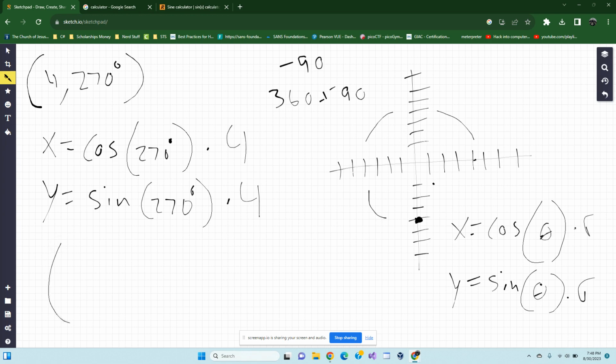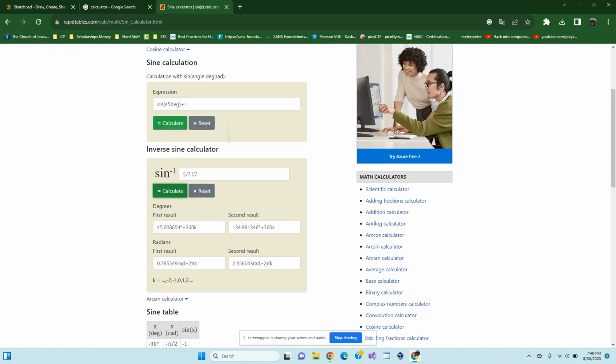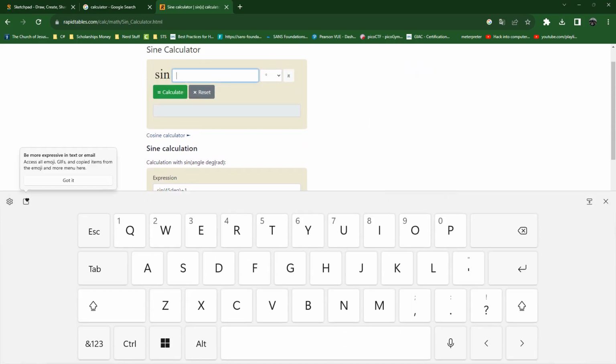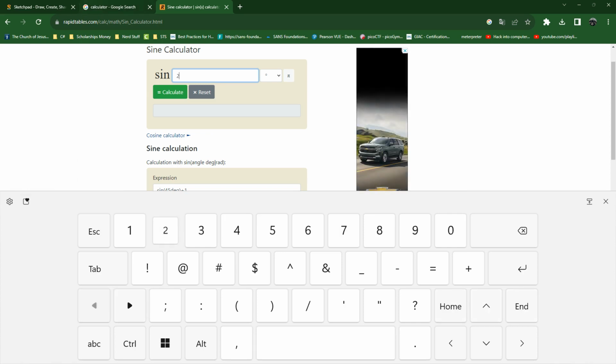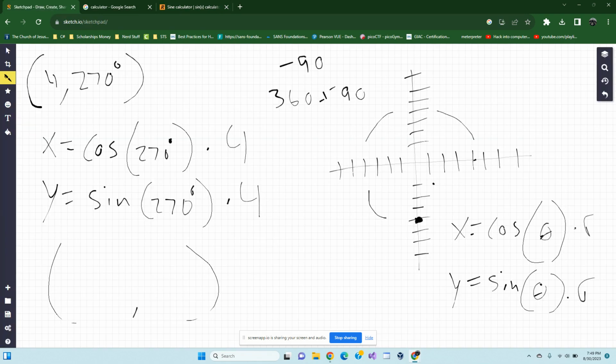So let's calculate that out and see what we get. So we have our sine calculator open already. So the sine of 270 is negative 1. Okay. Negative 1 times 4 is negative 4. And remember, that's our y.